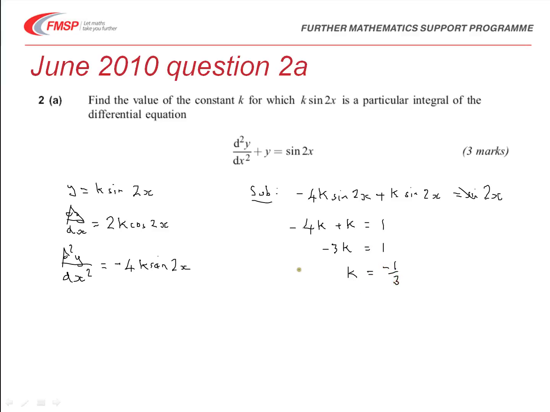And we get 3 marks for doing this. So for attempting this substitution, we get 1 mark. For having the correct expression at this point, we get an additional mark for our accuracy. And then for obtaining the correct value for k gives us our 3rd mark.